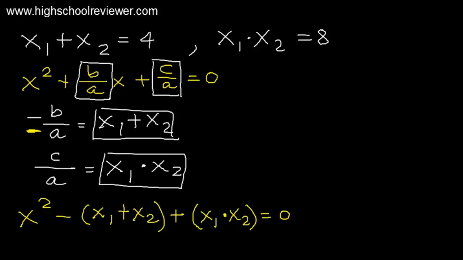And then we will substitute now the values of x sub 1 plus x sub 2, that is positive 4, and x sub 1 times x sub 2, that is positive 8.